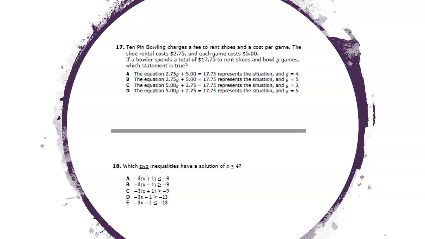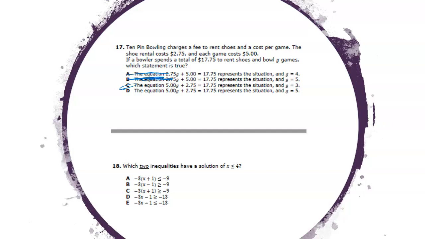So let's look back up at it again. So it's $2.75, and each game costs $5. So $5 per game. So it can't be A, and it can't be B. Yeah, it's got to be C or D. So we just need to plug in here. So G equals 3. 5 times 3 is 15 plus 2.75 is 17.75. So it's C. And we just got to plug in.